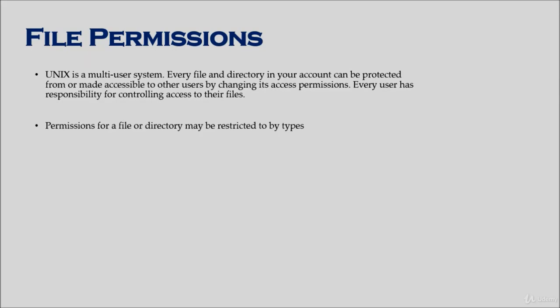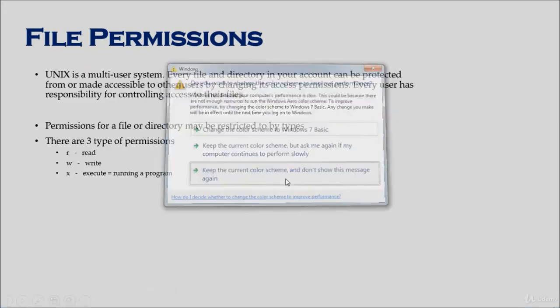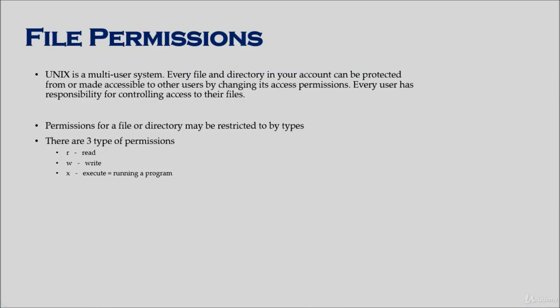Permissions for a file or a directory may be restricted by type. There are three types of permissions: read, write, and execute. I'm sure you know read and write. What does it mean by execute? If a file itself is a script or a program, it has an X permission, which is executable. Not everybody is allowed to run a certain program. So if a user is allowed to run a program, they would have executable permission for it.